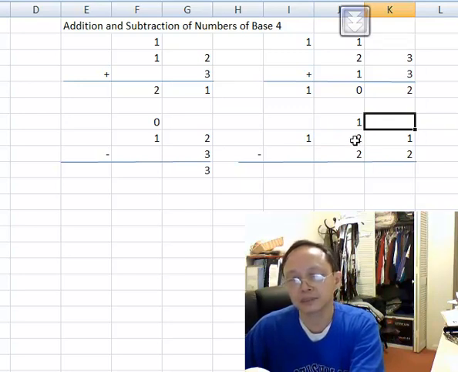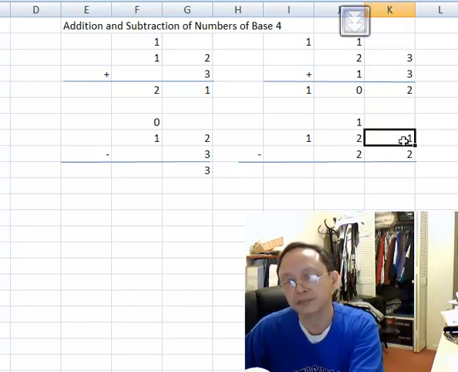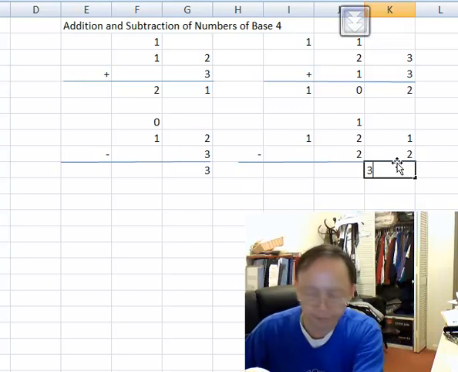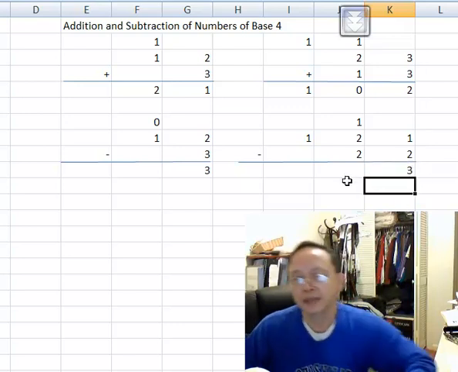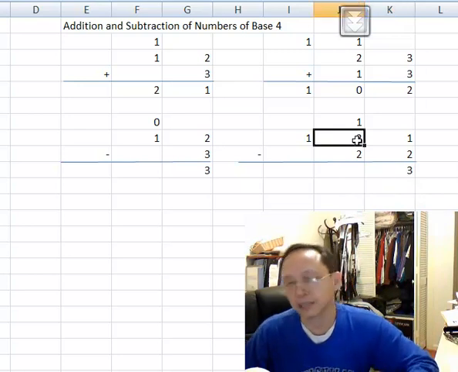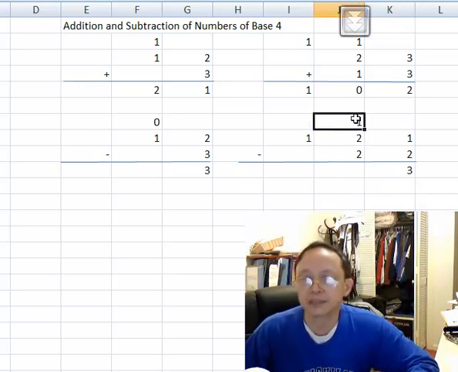The 1 from the left hand side digits becomes 4. And 4 plus 1 we get 5. So 5 minus 2 we get 3. So here we put 3. Now the second digits, because this was already borrowed by the right hand side, you only have the 1 here.